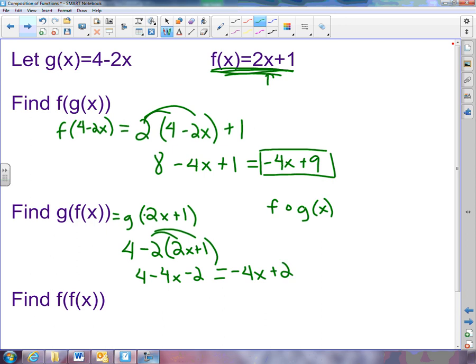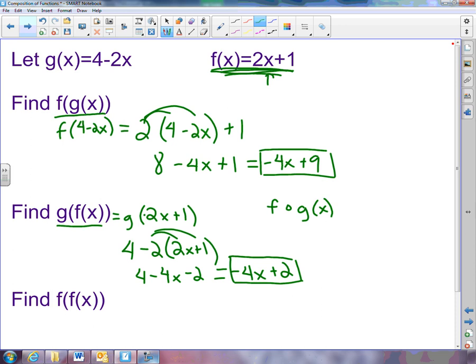Now I would like you to realize that order does matter here. In the first example, I did f of g of x. In this example, I did g of f of x, and I did not get the same answer. So I don't get the same thing when I switch the order.